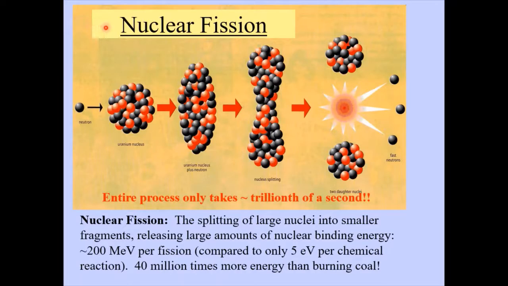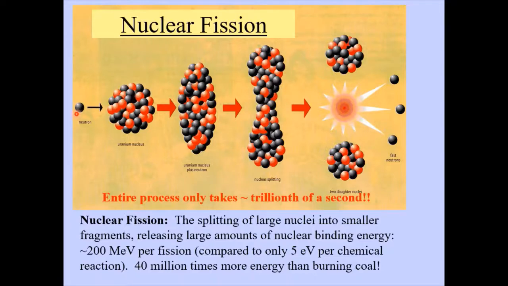Let's now turn to an amazing phenomenon called nuclear fission. It was discovered almost 100 years ago now that if you took a uranium nucleus, which is a big nucleus, with 92 protons and a total of about 238 neutrons and protons, it's a big ball of neutrons and protons.